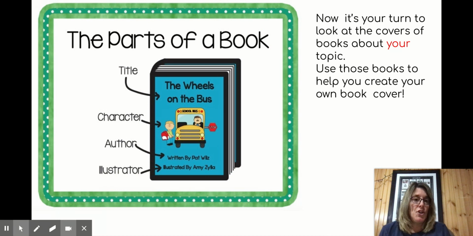So now it's your turn to look at the covers of your books about your topic. Remember, when you're looking at the covers of your books, you're going to see the title. You're going to see what your topic is. So it's here, it says character. It's going to be your topic, your picture. The author is you, and the illustrator is also going to be you when you're writing, but you'll notice that there's going to be different authors and illustrators on the books that you're going to be looking through. So you're going to look at the different books on your topic.